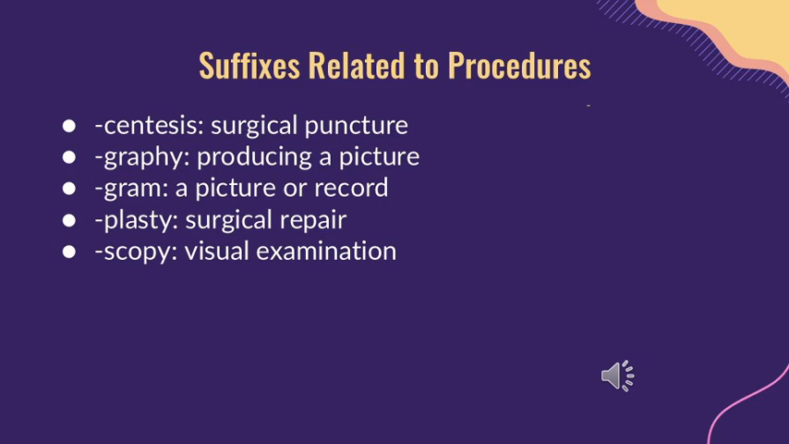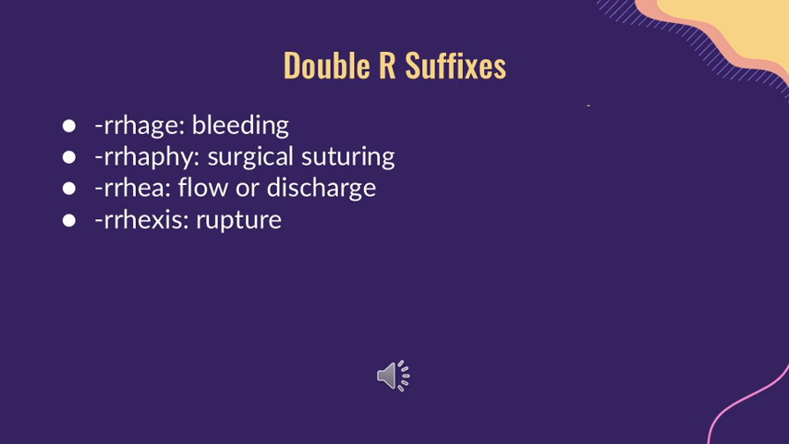Our source lists centesis for surgical puncture, like drawing fluid. Graphy is producing a picture, like an X-ray. Plasty is surgical repair, like reconstructive surgery. And scopy is visual examination with a scope. So an arthroscopy, arthro for joint plus scopy, visual exam, is looking inside a joint. Got it.